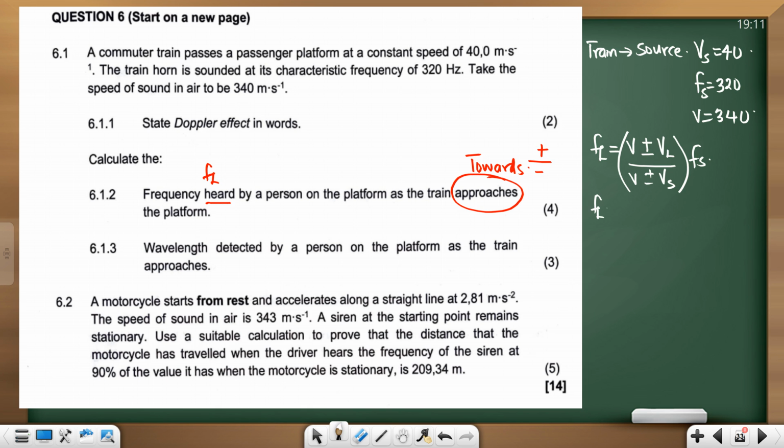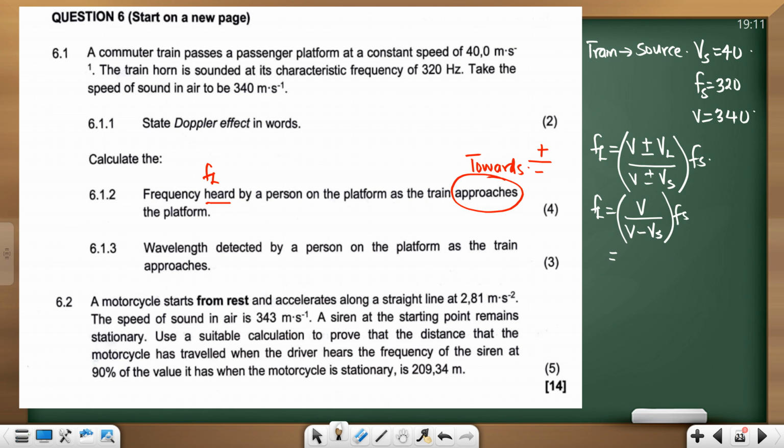Now I'll change my formula. Plus VL. Which one is stationary, by the way? The listener is stationary, so I normally throw it away. I don't even put it. All right, I just throw it away. Whichever one is stationary, just get rid of it. Over V, we know the bottom should be what? Negative.